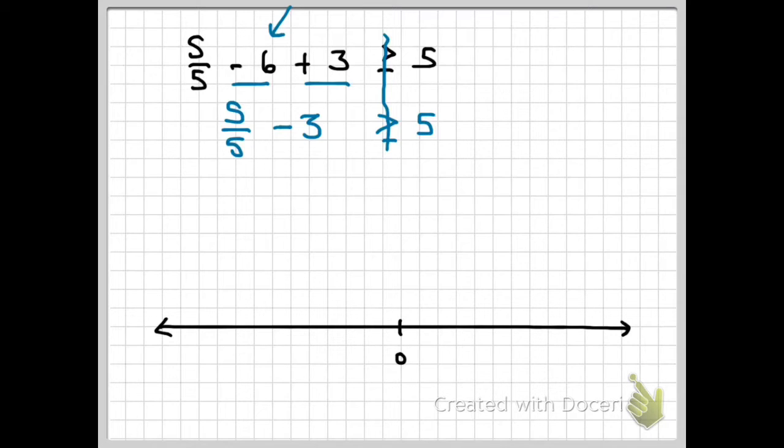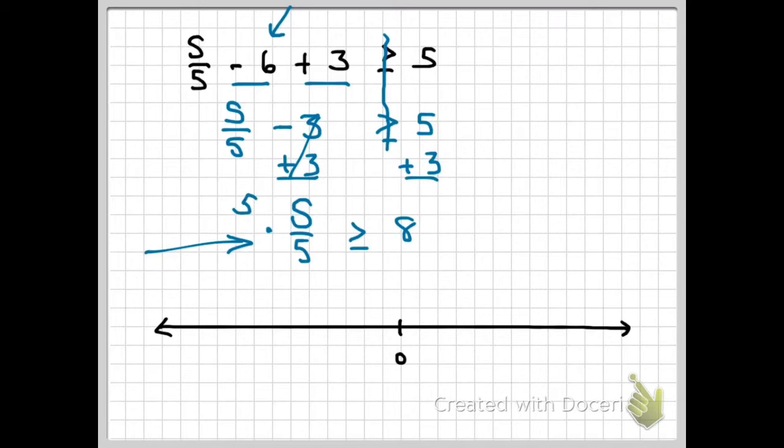All right, now we want to get rid of this 3, and we'll do that by adding 3 to both sides. All right, so we have s over 5 is greater than or equal to 8. And since this is showing division, we'll multiply to solve, and we're multiplying by a +5. So what we're left with is s is greater than or equal to 40. Now, we are not going to flip any inequality signs because we were multiplying by a +5.